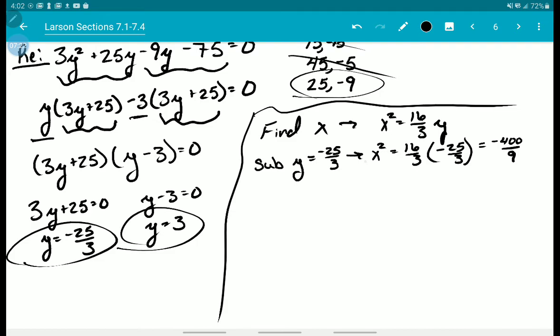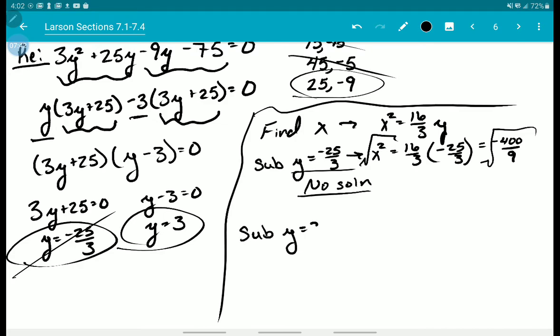But if we were to take the square root, notice we can't take the square root of a negative and get a real number. So what that tells us is that there's no solution for this problem when y equals negative 25 over 3. So negative 25 over 3 is not even going to work for this problem. But let's see what happens when we substitute in 3. That negative 25 over 3 ended up being an extraneous solution to the problem. But if we substitute in 3, x squared is equal to 16 over 3 times 3, which is 16.